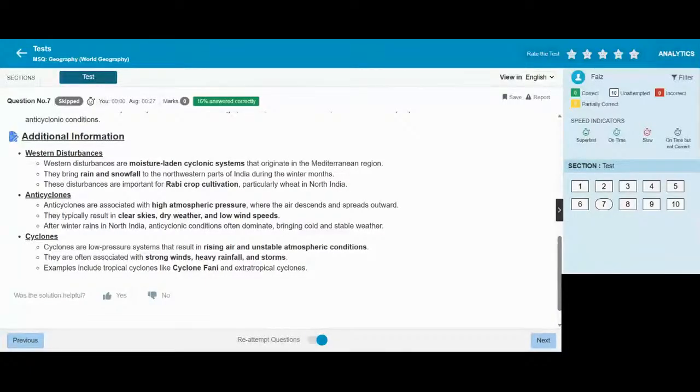In an anticyclone, air descends and spreads outward. It typically results in clear skies, dry weather, and low wind speeds. After the winter rains in North India, anticyclonic conditions often dominate, bringing cold and stable weather. Cyclones are low pressure systems that result in rising air and unstable atmospheric conditions. They are often associated with strong winds, heavy rainfall, and storms. Examples include tropical cyclones and extratropical cyclones.